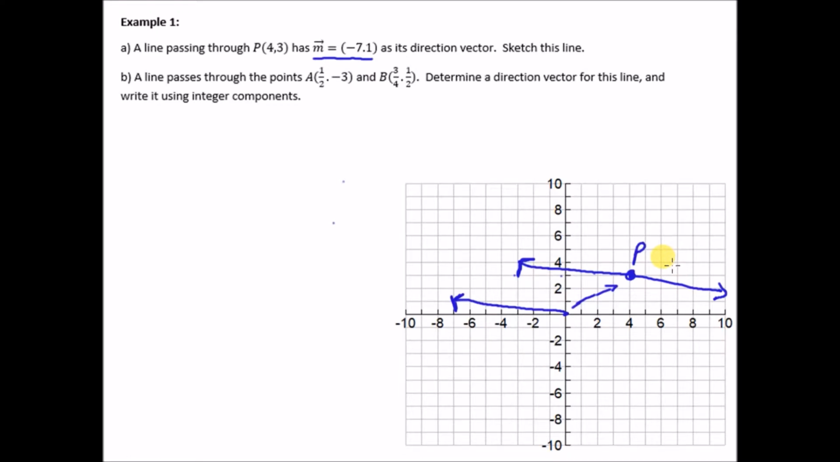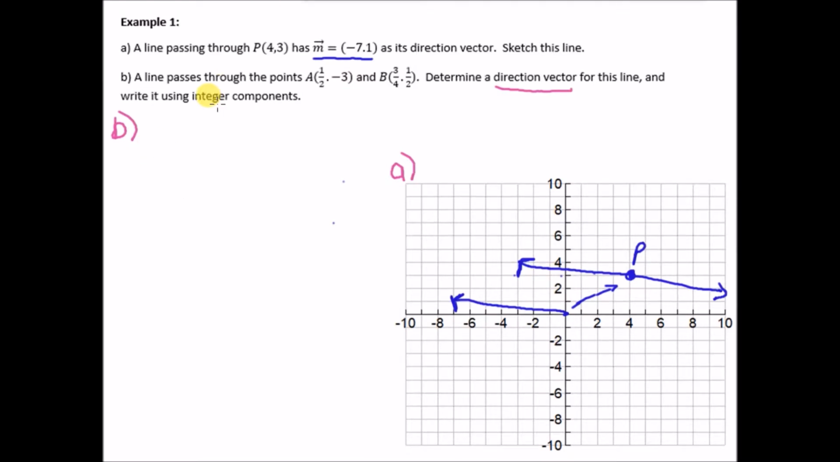Okay, a line passes through the points A(1/2, -3) and B(3/4, 1/2). Determine a direction vector for this line and write it using integer components. Okay, so for part B of this question, so this is actually like applying a direction vector in a graph. For part B, what we want to do is find the direction vector. Okay, so we're going to do this algebraically.